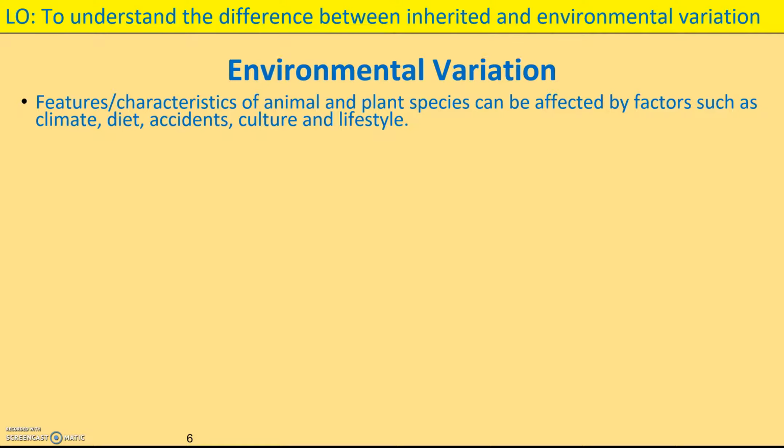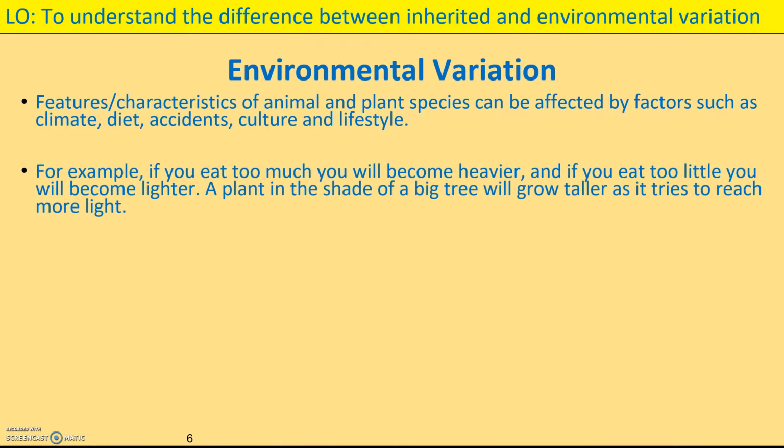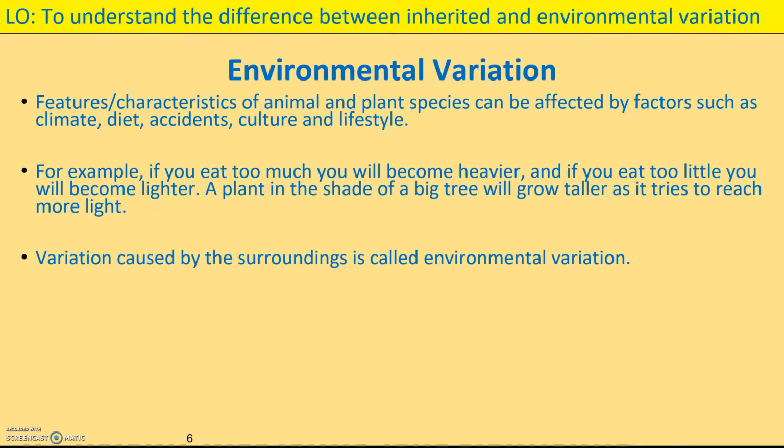Features or characteristics of animal and plant species can be affected by factors such as climate, diet, accidents, culture, and lifestyle. For example, if you eat too much, you will become heavier, and if you eat too little, you will become lighter. A plant in the shade of a big tree will grow taller as it tries to reach more light. Variation caused by the surroundings is called environmental variation.